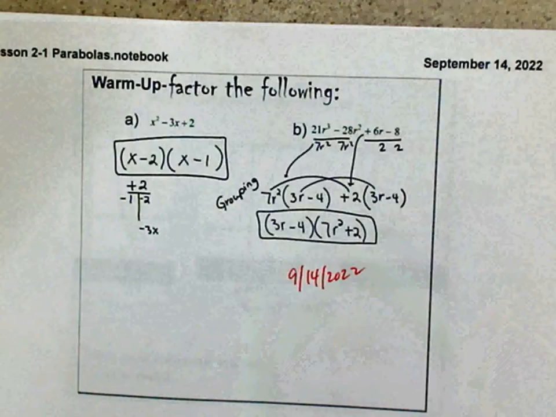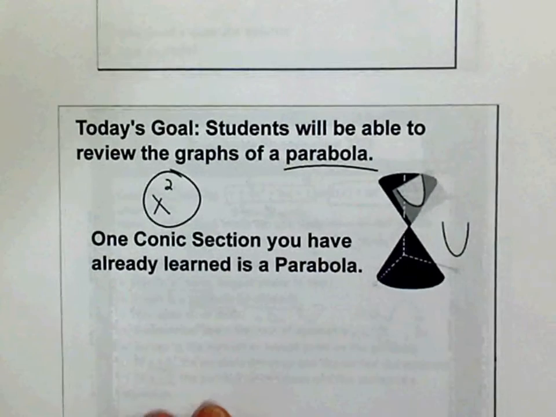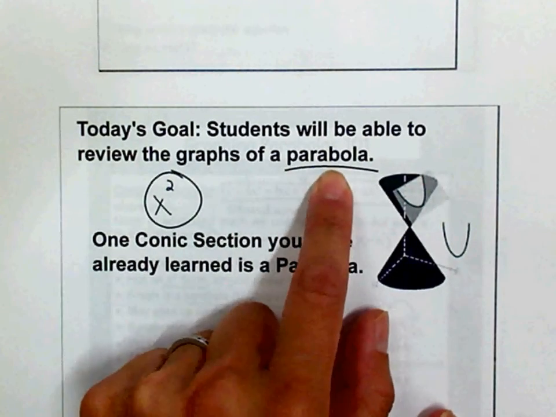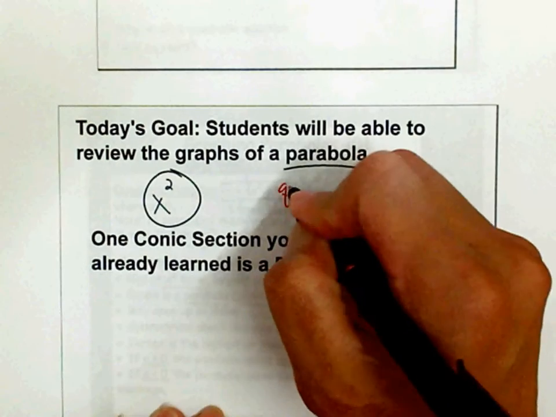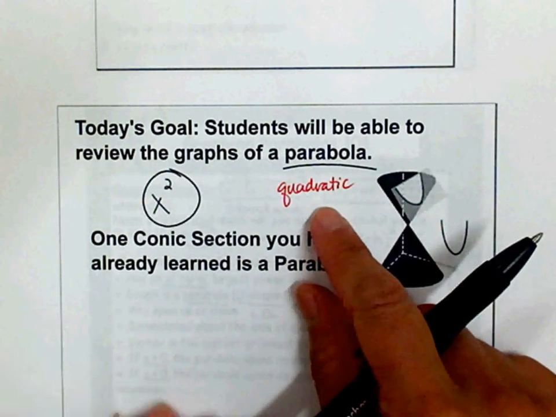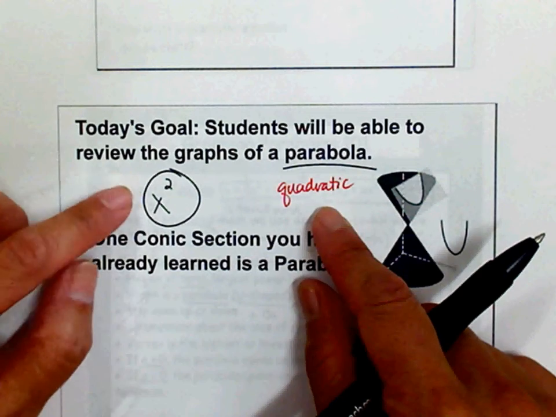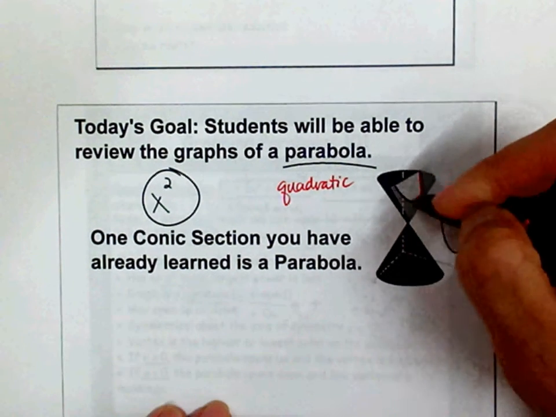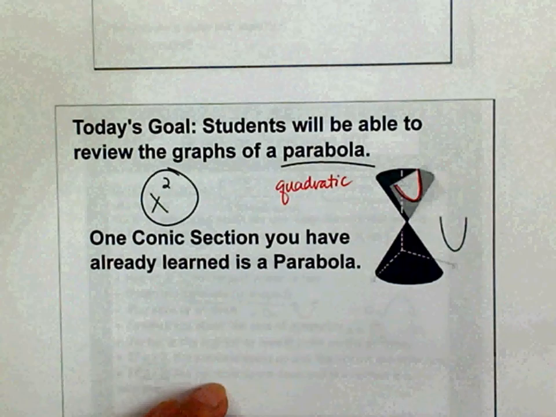All right. Let's look at today. What are we doing today? Today you will be able to review the graphs of a parabola. A parabola that has that shape is known as a quadratic function, and it always starts with an x squared leading coefficient. And this is the part that has that U shape. So we're going to study that today.